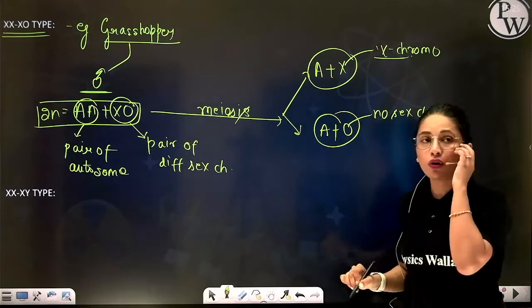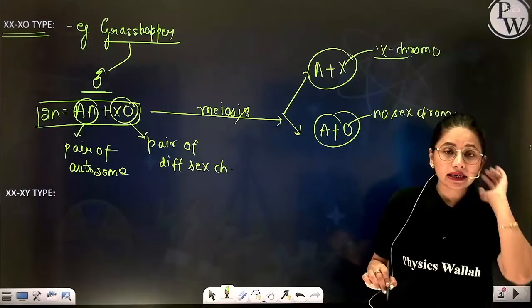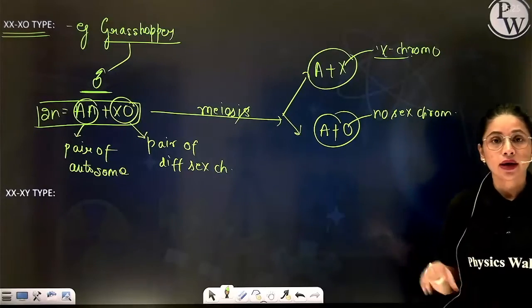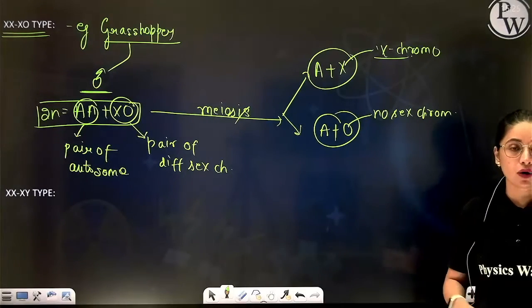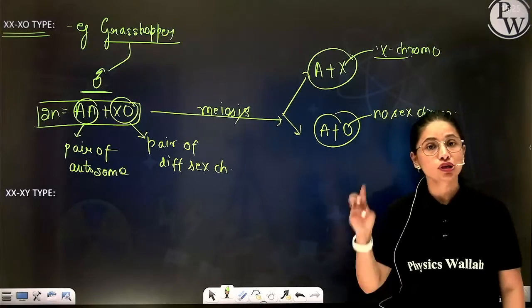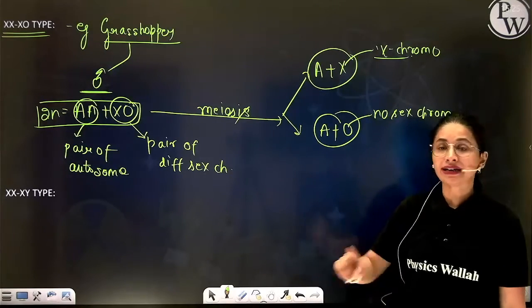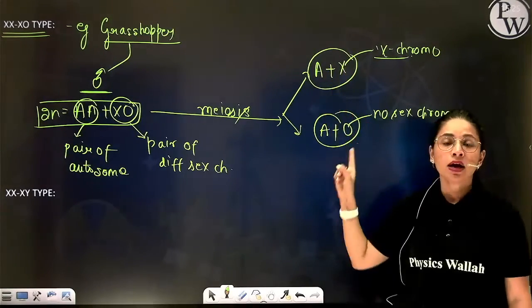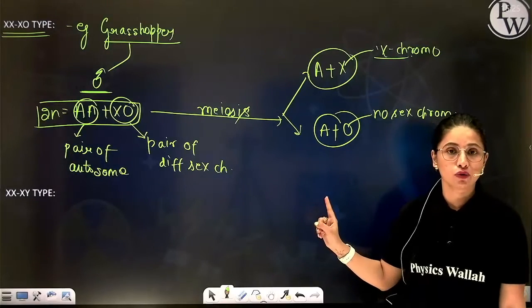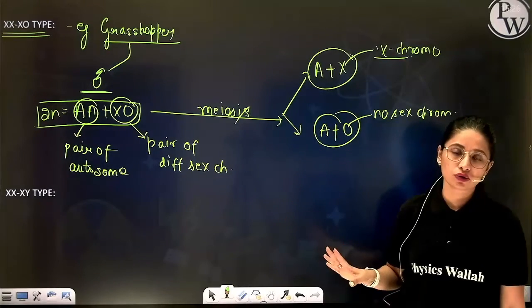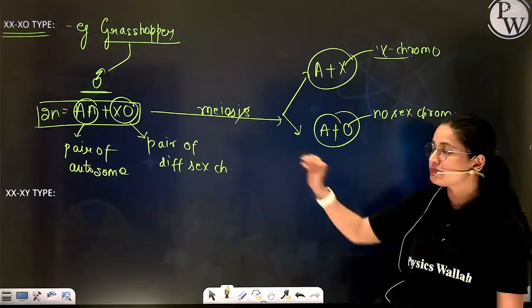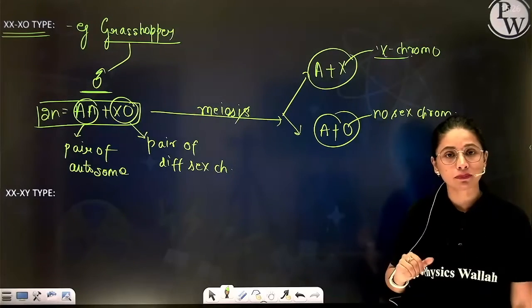So male grasshoppers show male heterogamety because the males produce two types of gametes, one having a sex chromosome and one without a sex chromosome, along with autosomes. This is male heterogamety in grasshoppers.